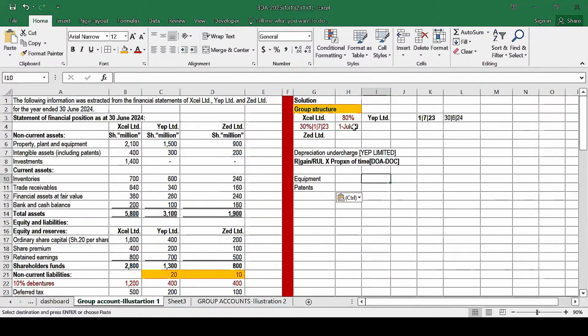So I hope you can see this company, that is JOE, was acquired on this date. That is the date of acquisition, DOA, and this is the date of consolidation. This is the date we are required to prepare the group account. So how many years do we have between those two dates? Between 1st July 2022 and 30th of June 2022.